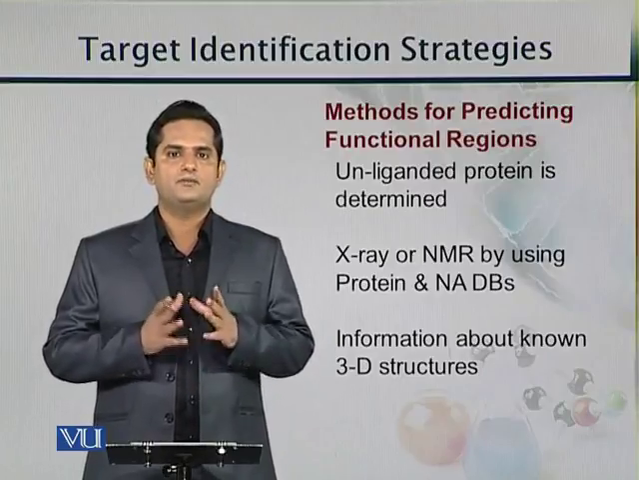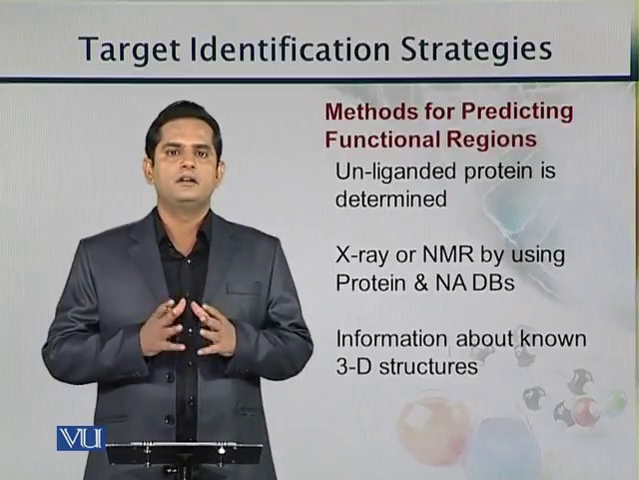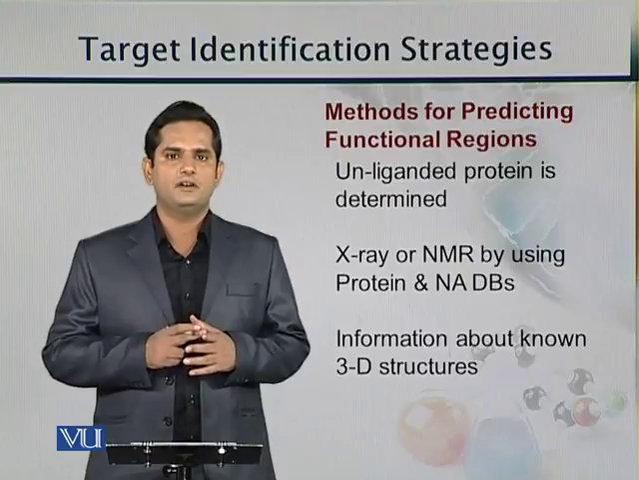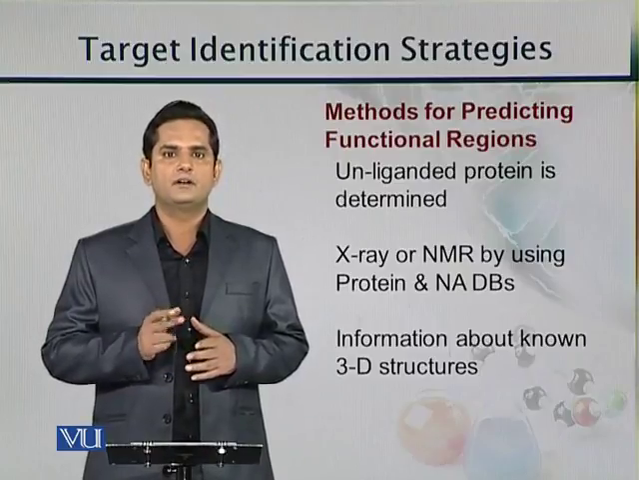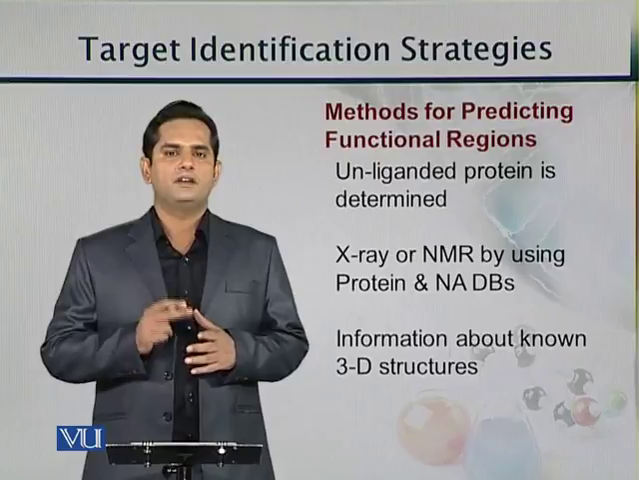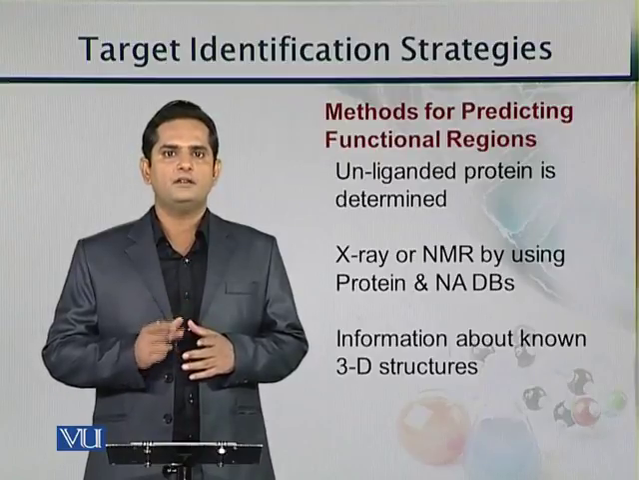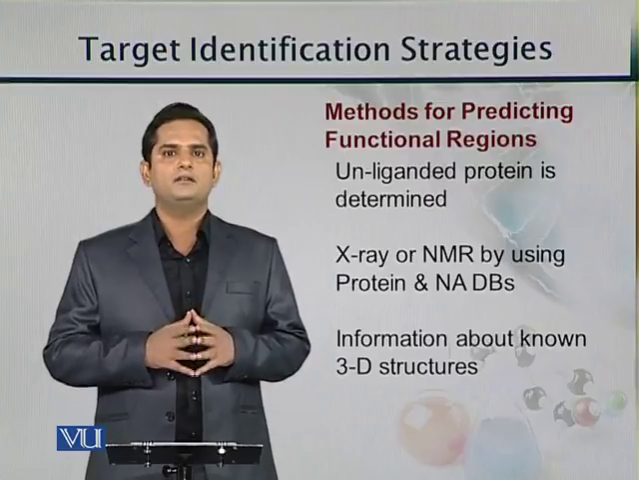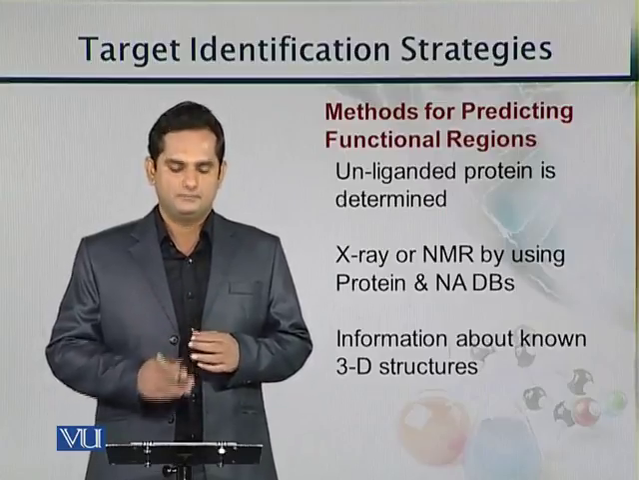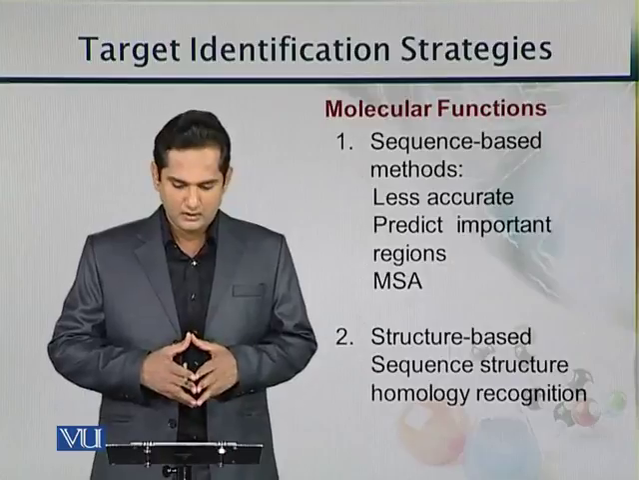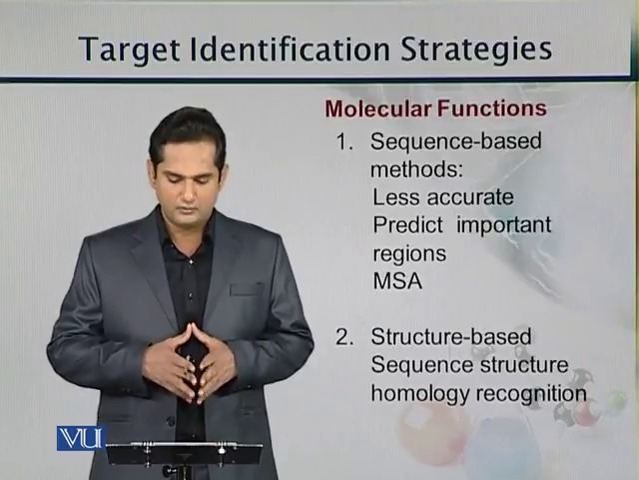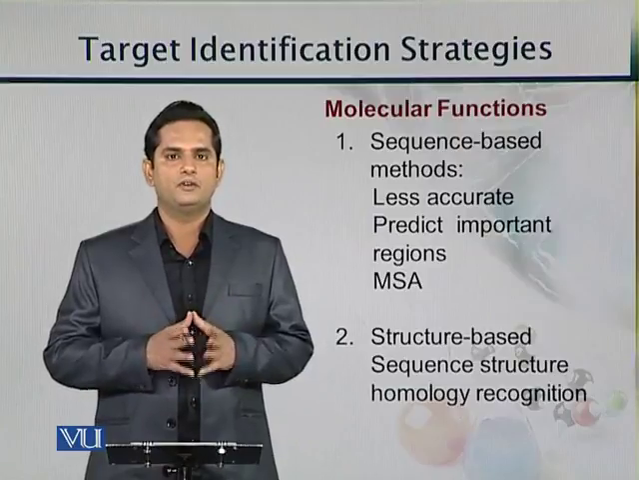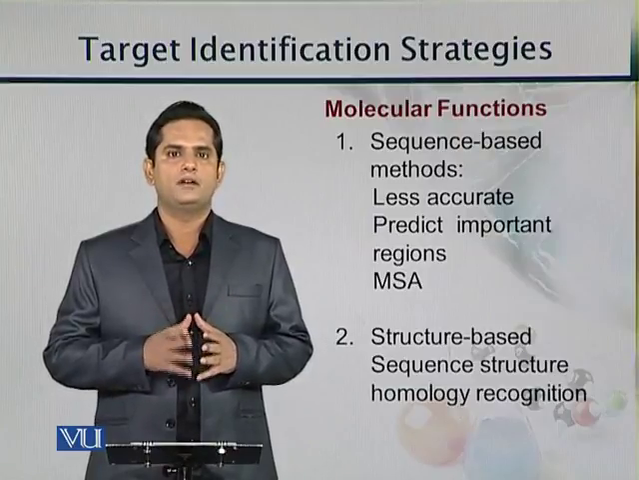Structure and function information can make combinations: either we have both structure and function information available, or structure is available and function is not, and vice versa, function is available but structure information is missing. So if we have one thing, we can guess the other one. So what we have is molecular functions. For defining the molecular functions of macromolecules, we can define those functions at two levels.